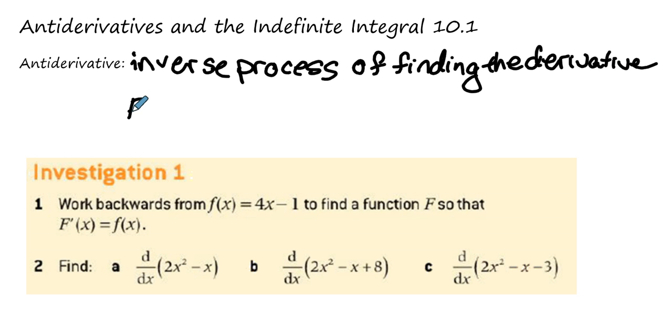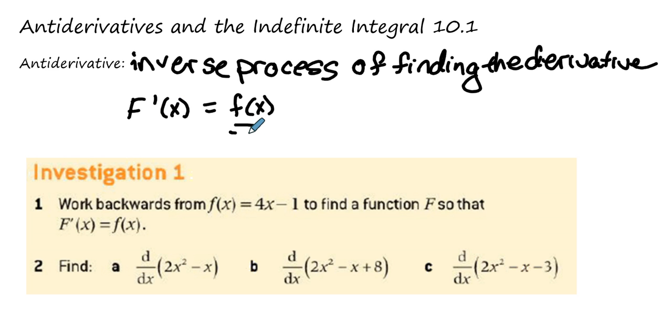The notation of it is capital F prime of x equals little f of x. What that means is we have this function, capital F of x, and when I take the derivative of it, that's why it's F prime of x, we get little f of x. Okay. So those are the different ways that we can see it. We're going to find capital F of x by working backwards.